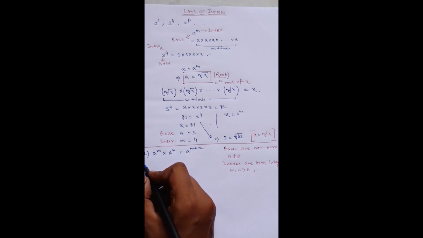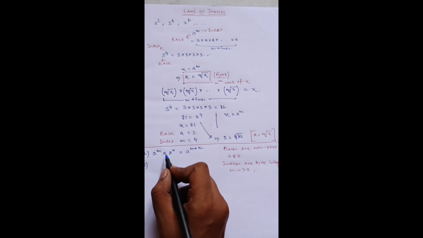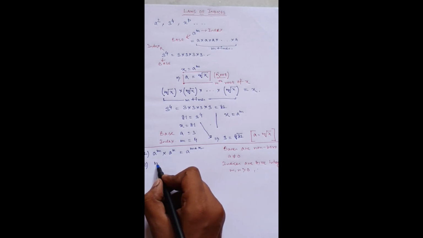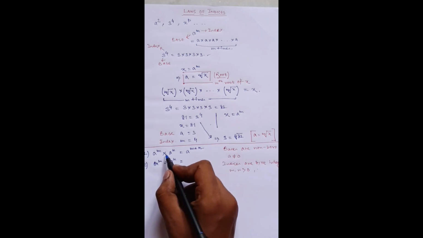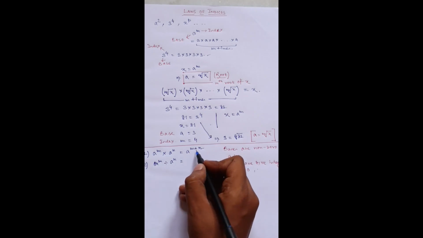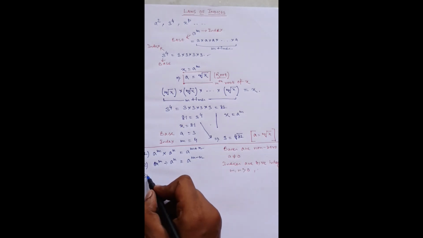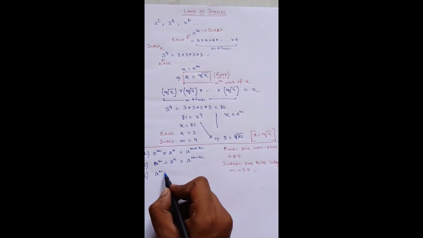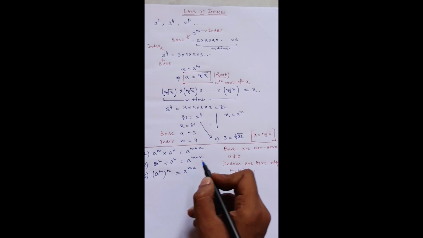Now there are 5 laws, as I have said. The first one is this. The second one is the same, just we replace the multiplication sign with a divide sign. That means a to the power m divided by a to the power n is equal to a to the power m minus n, since the multiplication sign is replaced with a divide sign, so the plus is replaced with minus. Third, a to the power m, whole to the power n, that means a to the power mn. Later we'll go into the proofs. First of all, we just write the formulas.